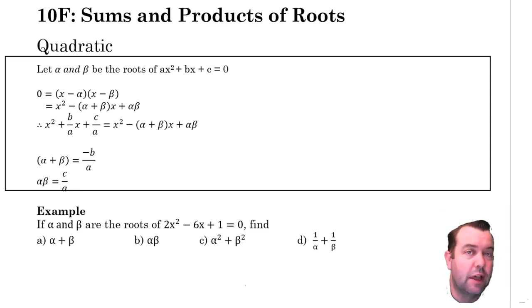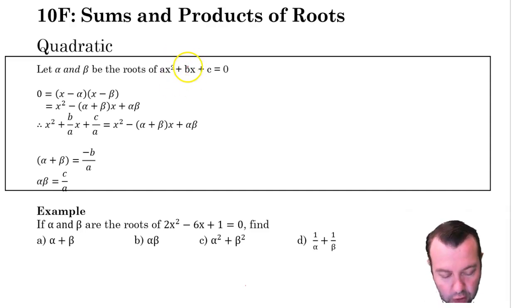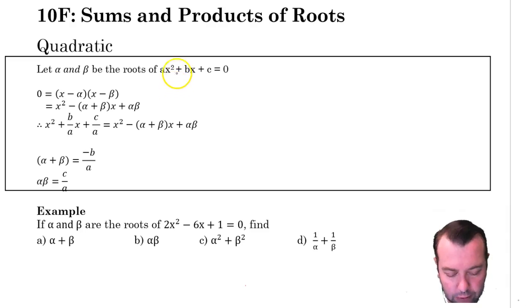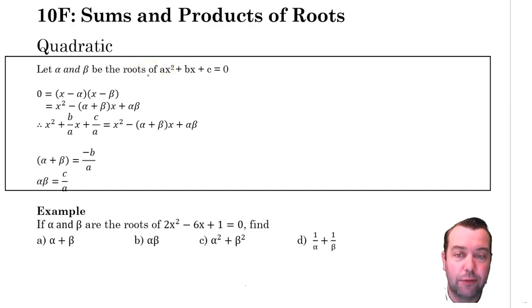So in simple terms, the sum of the roots of a quadratic, that's alpha plus beta, where alpha and beta are the roots. Alpha plus beta equals minus b over a. That is the coefficient of the second term divided by the coefficient of the leading term. If we write it out like this, minus b over a is the sum of the roots. You pretty much just got to remember that.